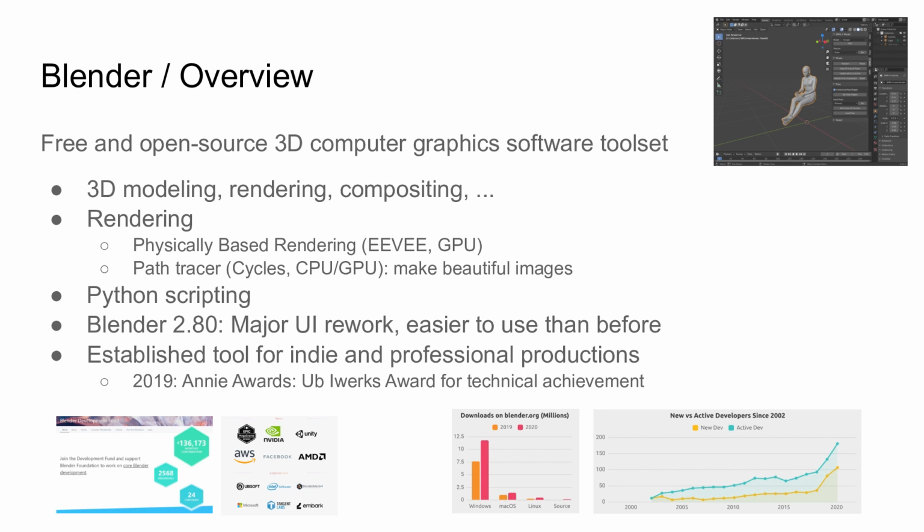It allows you to render out images and video sequences, either using the fast physically based rendering method in the Eevee renderer, which runs on a GPU, or the slower path tracer Cycles, which can run either on CPU or GPU, which can make really beautiful images. You can use Python scripting to enhance the editor user interface and to automate tasks. We're using this in our SMPLX for Blender add-on, which you'll see soon.